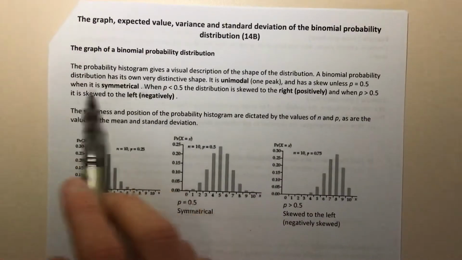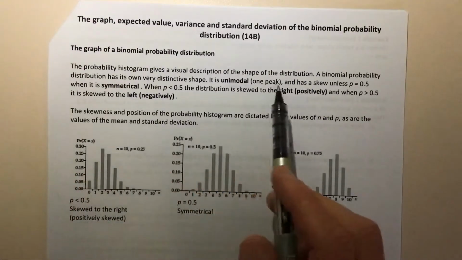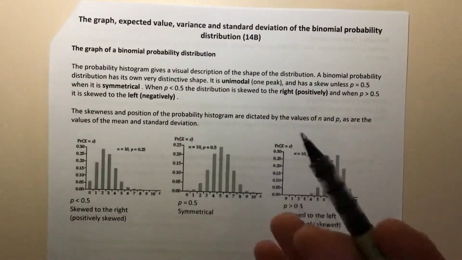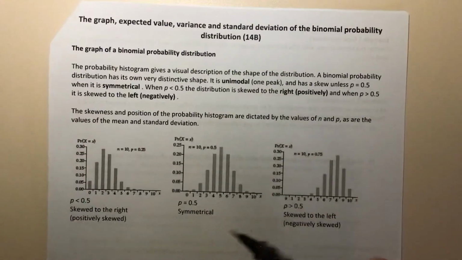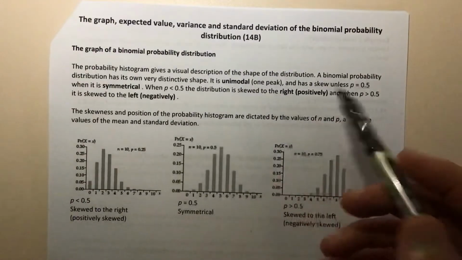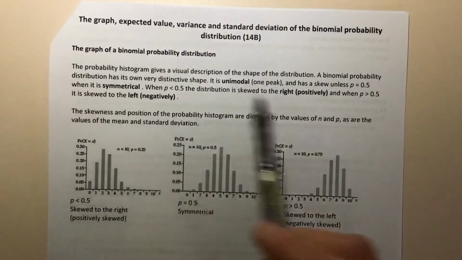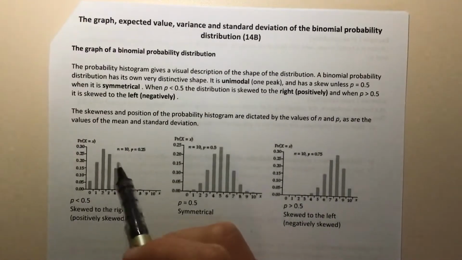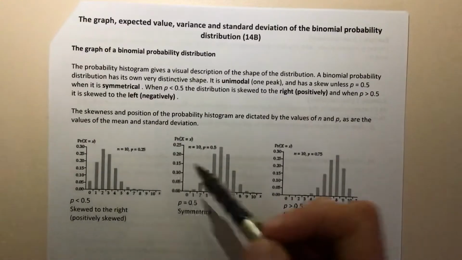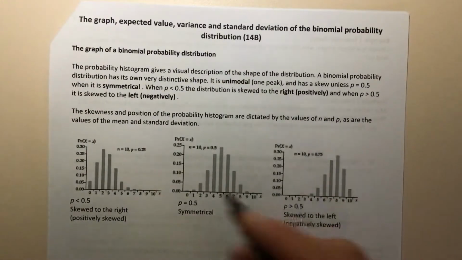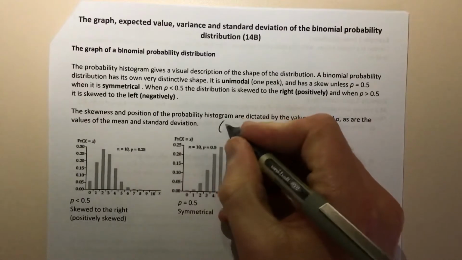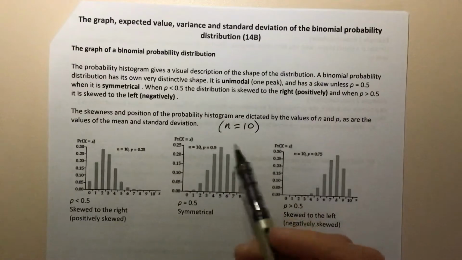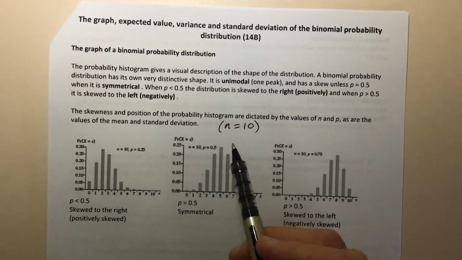If you actually set up a histogram to give a visual description of the shape of a binomial probability distribution, how that histogram looks is going to depend on what the probability of success is. This is a complicated looking section, but if we look at three different examples, in these examples we're looking at a binomial distribution where the number of trials is 10, which obviously means that the number of successes we get could be anywhere from 0 to 10.